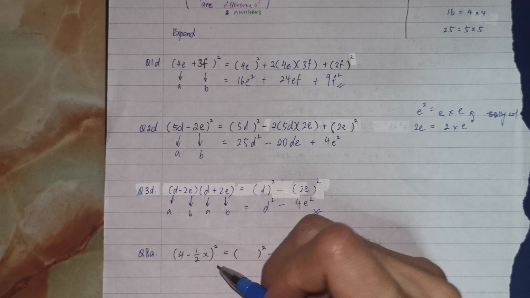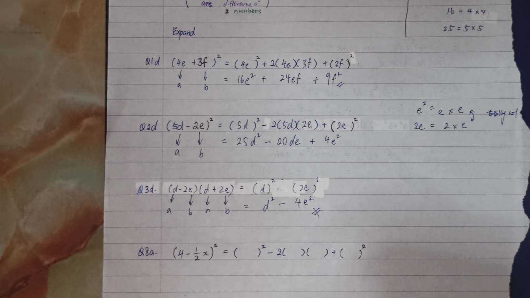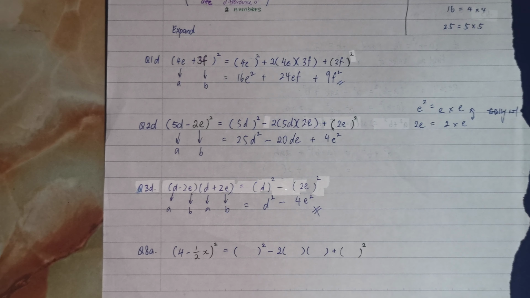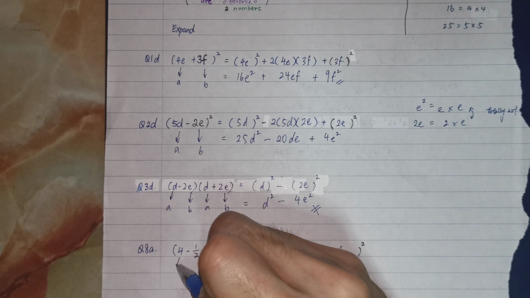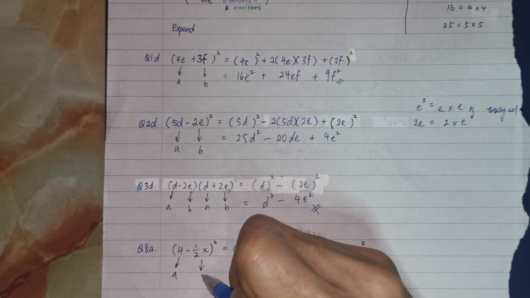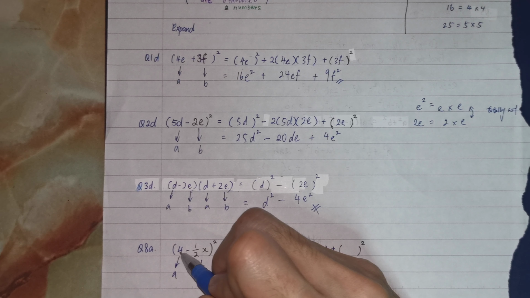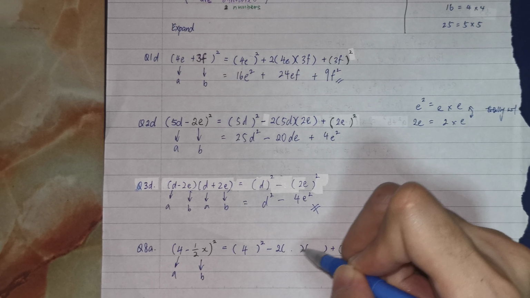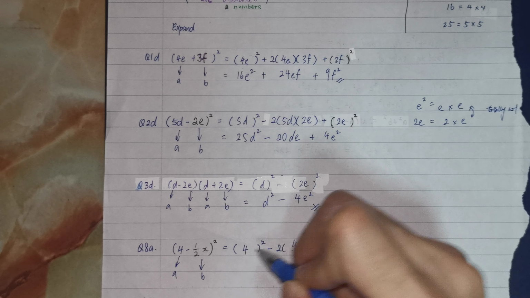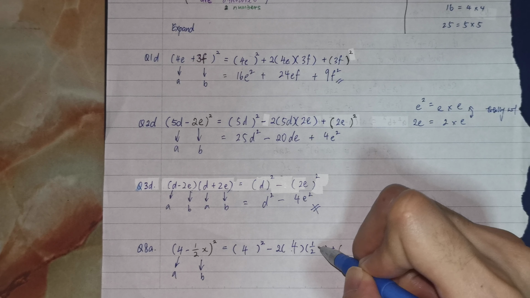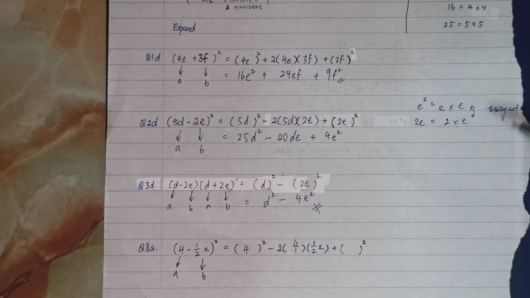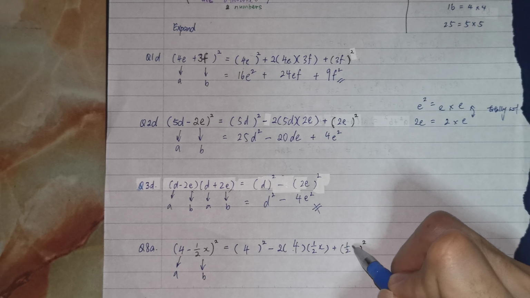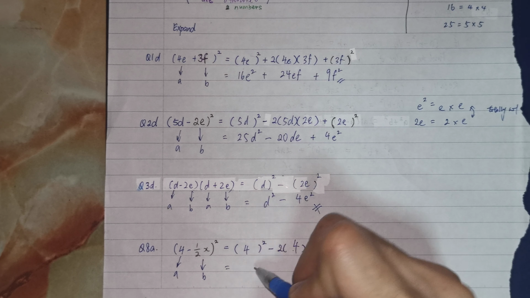And for the last one, the only thing that is different is that now we have a fraction over here. For fractions, it's also the same thing. Nothing new. So you label one of them as A, label another one as B. So I let my 4 be my A, so it's 4 square minus 2 times AB. So my A will be 4, my B will be half x. And the last one will be half x squared.